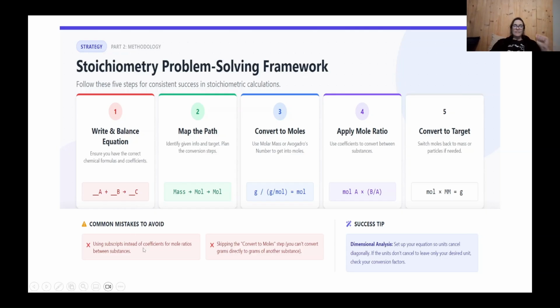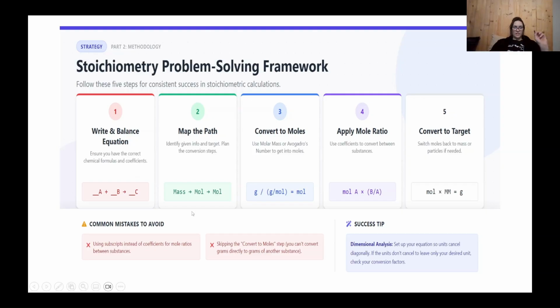Common mistakes to avoid here that I have seen: using subscripts instead of coefficients for the mole ratios. That is not the case when you're dealing with balanced chemical equations. You can only use subscripts as mole ratios if you're talking about one compound or molecule by itself, not a reaction as a whole. Another is skipping the convert to moles step, okay?